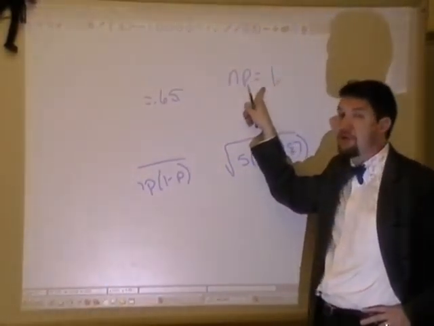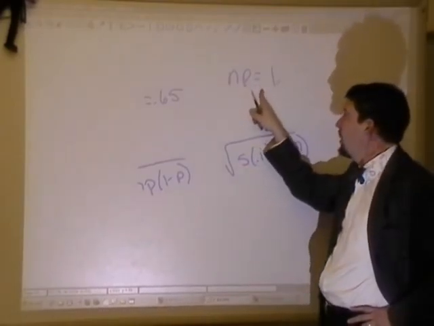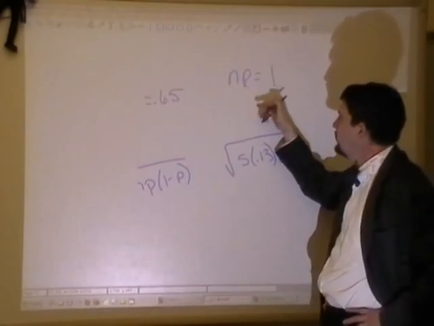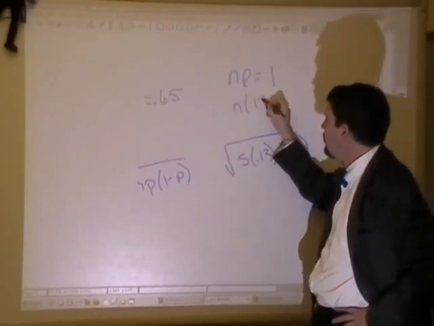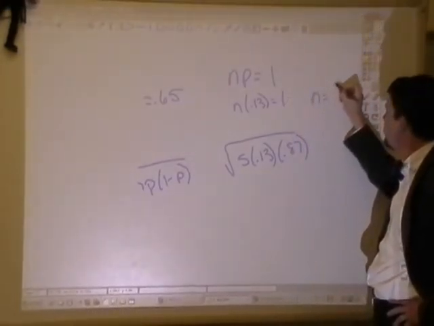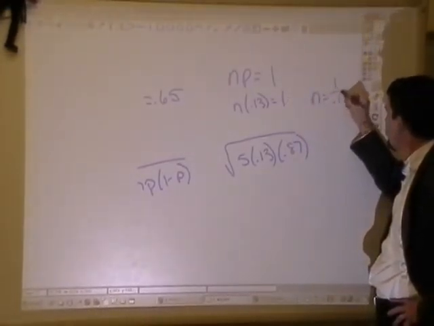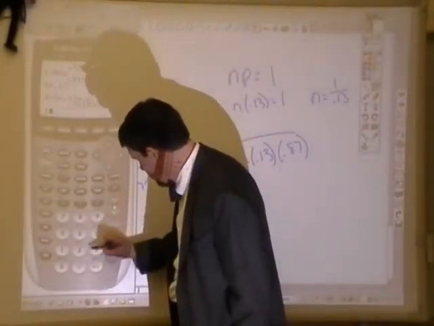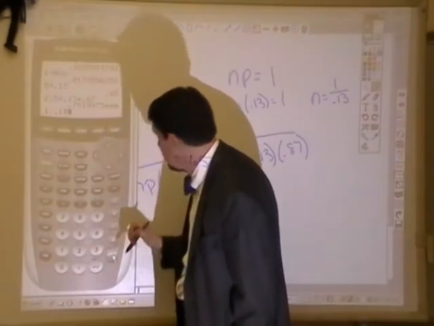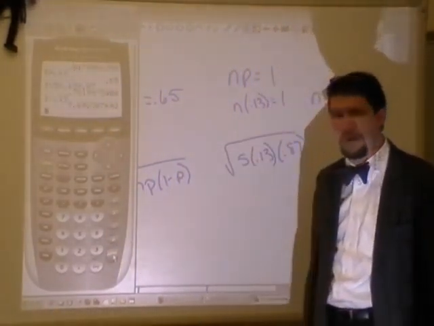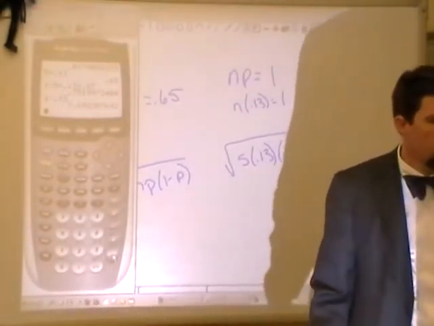Now, this is geometric mean, okay? That's exactly what this is, but I'm going to set my expected value at 1. So, n times p, I'm looking for n, 0.13 is equal to 1. So, n here is equal to 1 divided by 0.13. 7.69 people until I get a lefty.